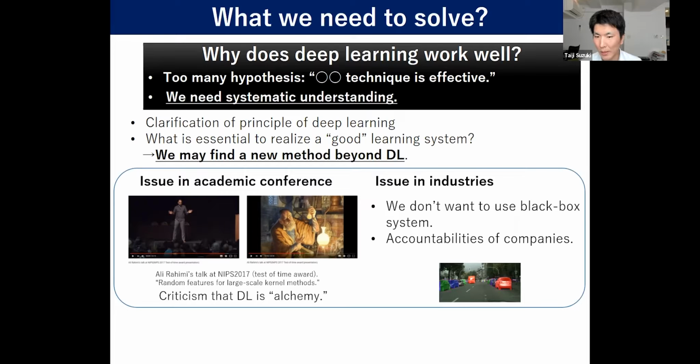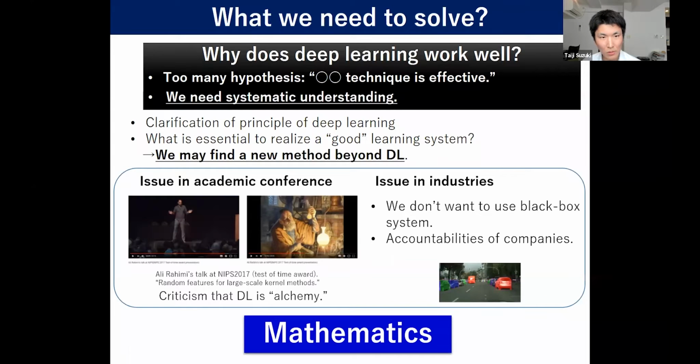Because they have accountability for their product, they need to give an explanation about the output from their product. So for that reason, industry also needed to make deep learning more white box. So then maybe deep learning theory would be helpful. Anyway, to execute deep learning theory, we need mathematics. So mathematics is very useful.